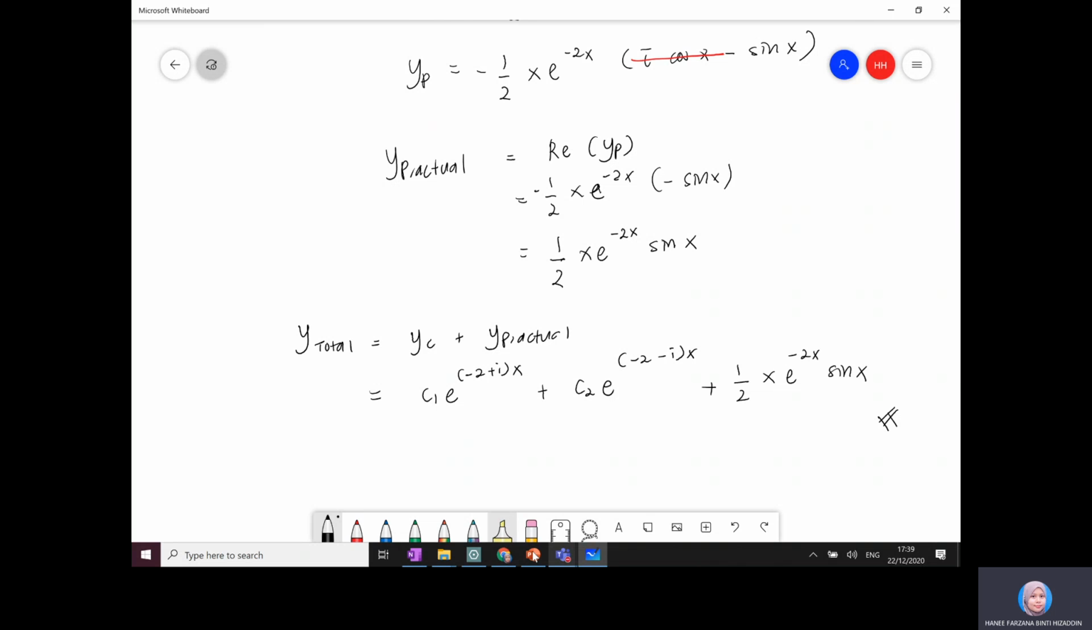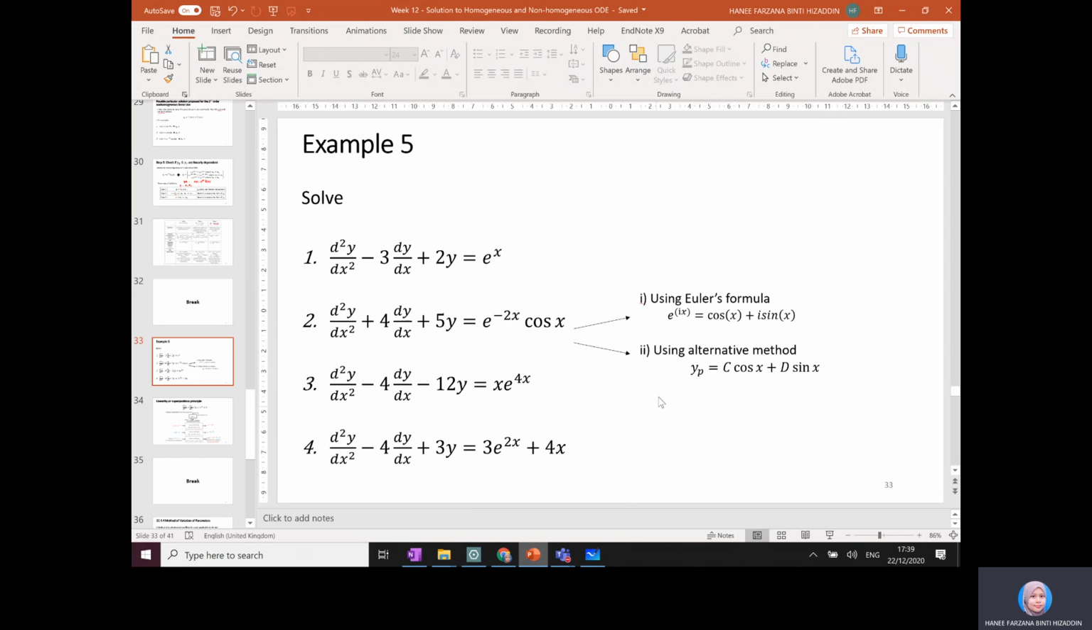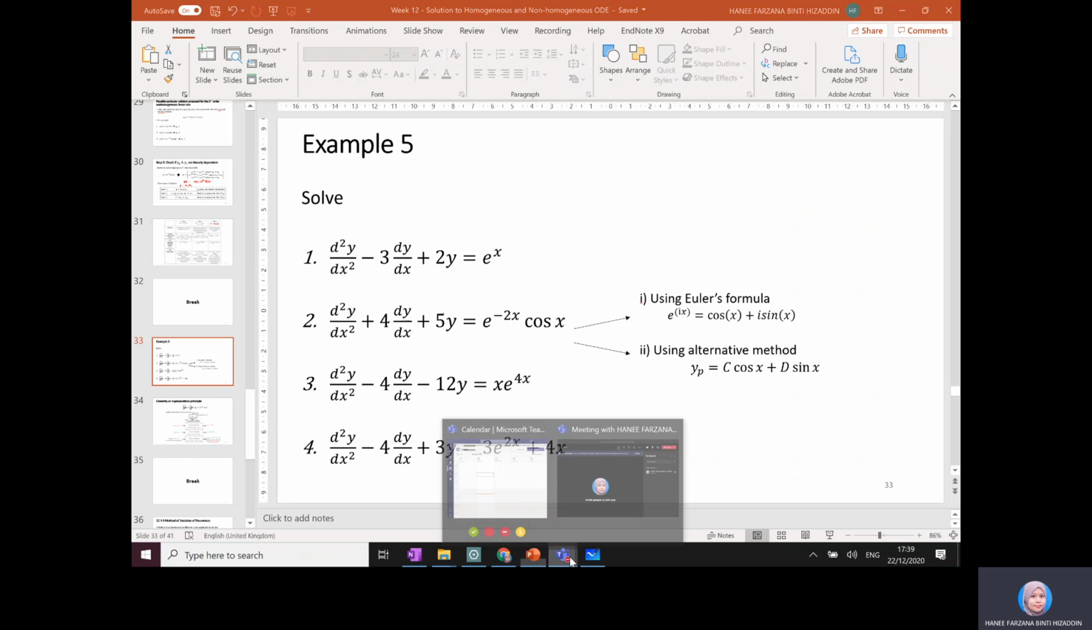Okay, so the second method is the alternative method, where we propose yp in terms of c cos x and d sin x.